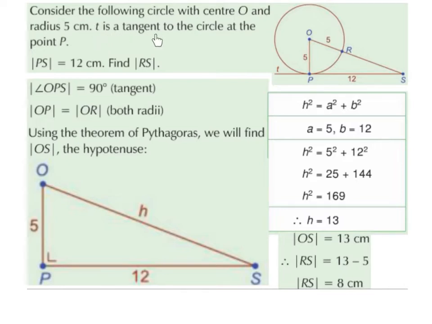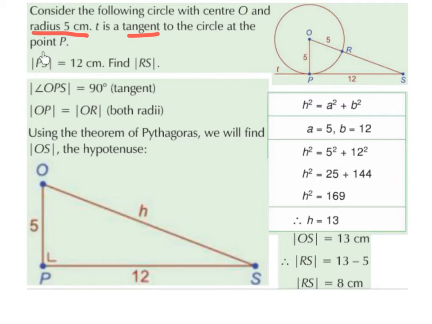T is a tangent to the circle. A tangent is a line that touches a curve at only one place. In this case, it's going to be P. So T is a tangent to the circle at the point P.